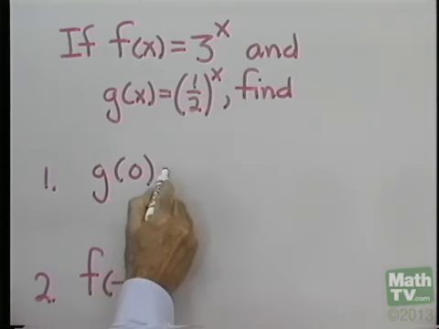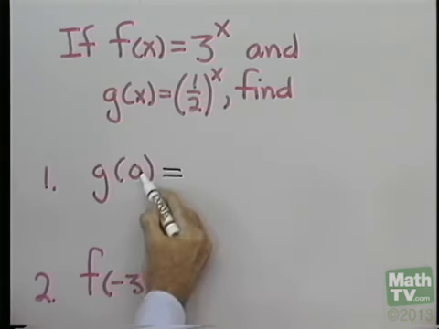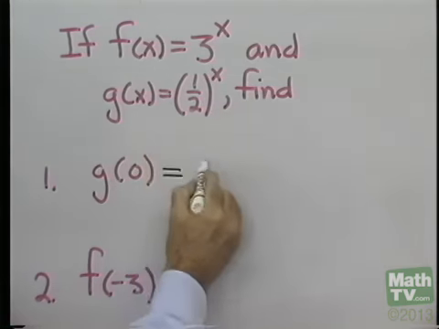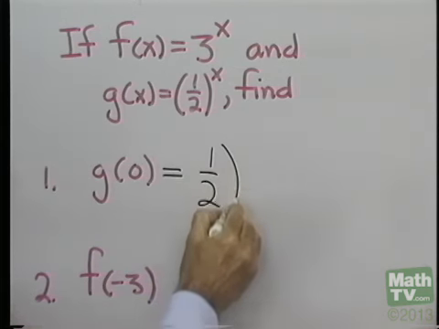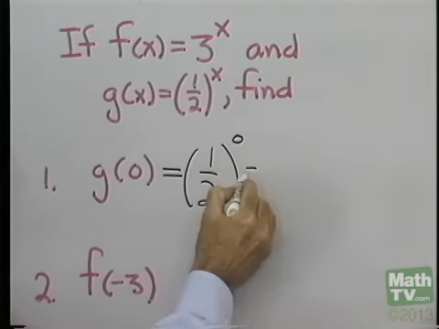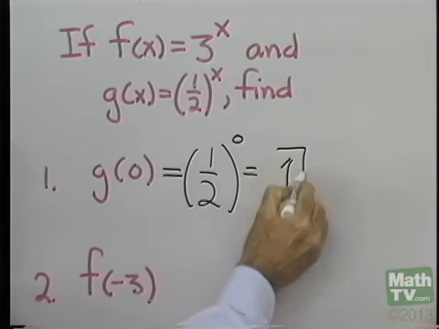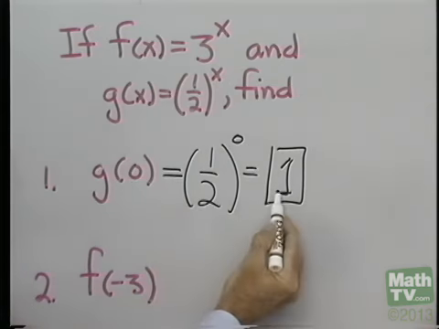g of 0. So I'll do that by simply substituting 0 for x in the function g. So I'll have 1/2 raised to the 0 power, and I know that that's the number 1. So g of 0 turns out to be 1.